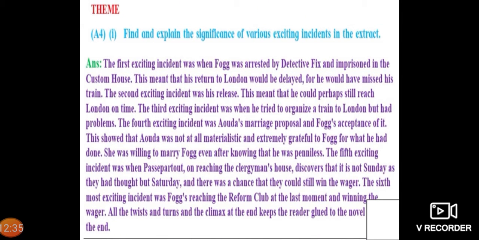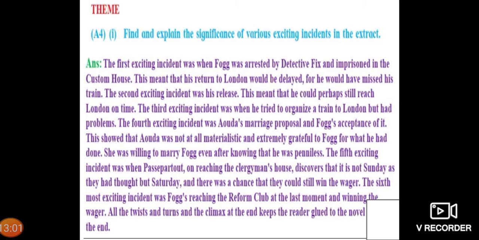Then the last one is theme A4. Find and explain the significance of various exciting incidents in the extract. The first exciting incident was when Fogg was arrested by Detective Fix and imprisoned in the custom house. This meant that his return to London would be delayed, for he would have missed his train. The second exciting incident was his release. This meant that he could perhaps still reach London on time.